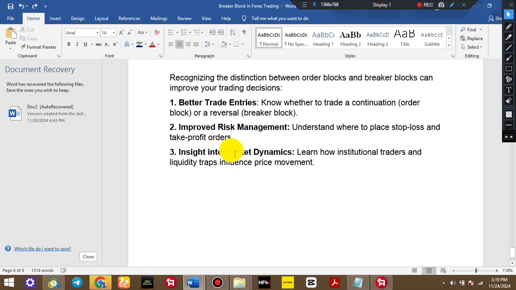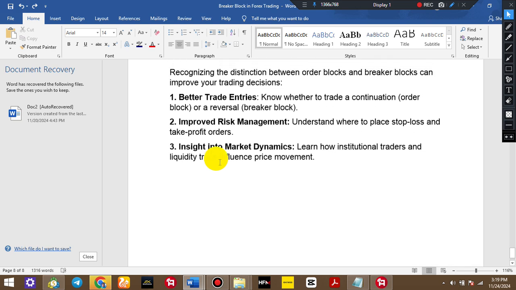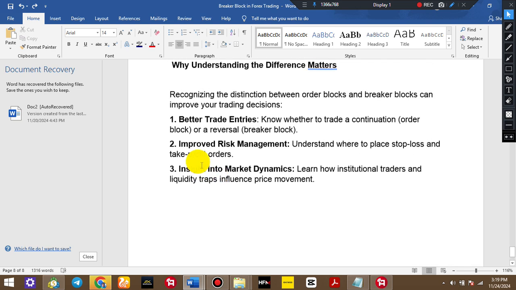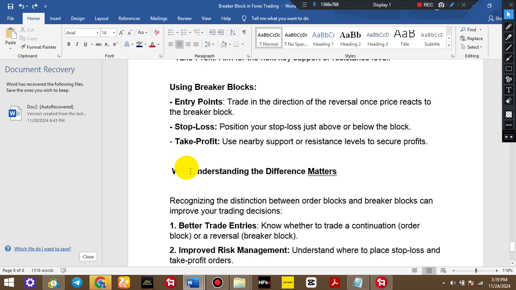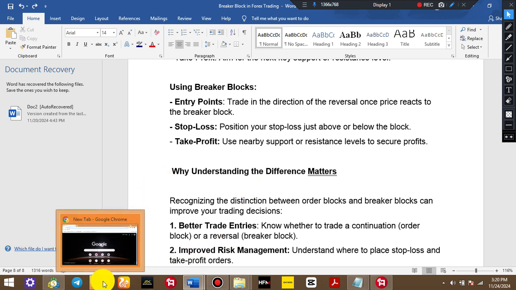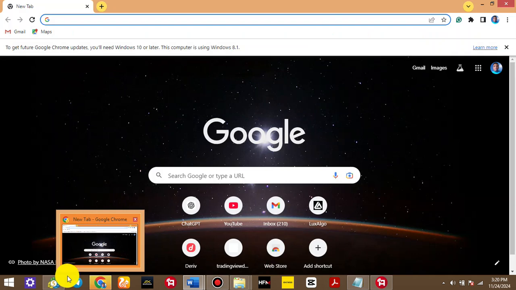Three, insight into market dynamics. Learn how institutional traders and liquidity traps influence price movement. So you can see these are all the explanations regarding this breaker block. Now let's go to the chart and do one or two exercises.